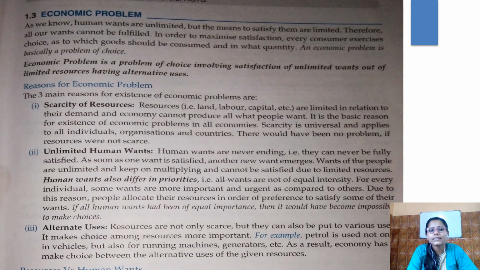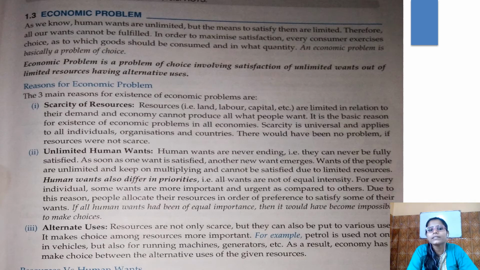From the above meaning, there are three main reasons for the existence of the economic problem, such as scarcity of resources, unlimited human wants and alternate uses. First is scarcity of resources. Resources here indicates your three resources, that is human resources, natural resources and capital resources. So resources are limited in relation to their demand and the economy cannot produce all what people want. It is a basic reason for existence of economic problems in all economies. Scarcity is universal and applies to all individuals, organizations and countries. There would have been no problem if resources were not scarce.